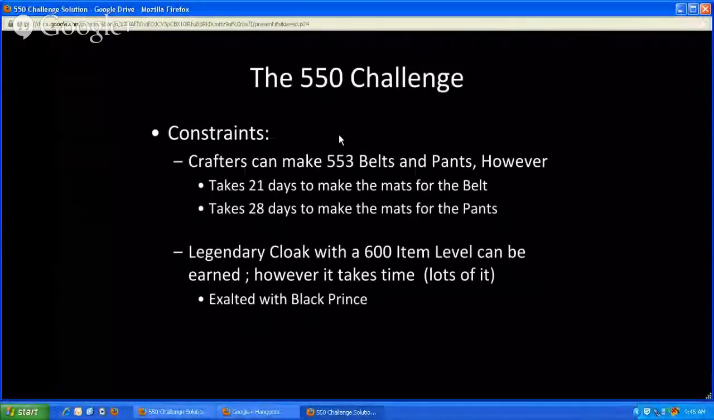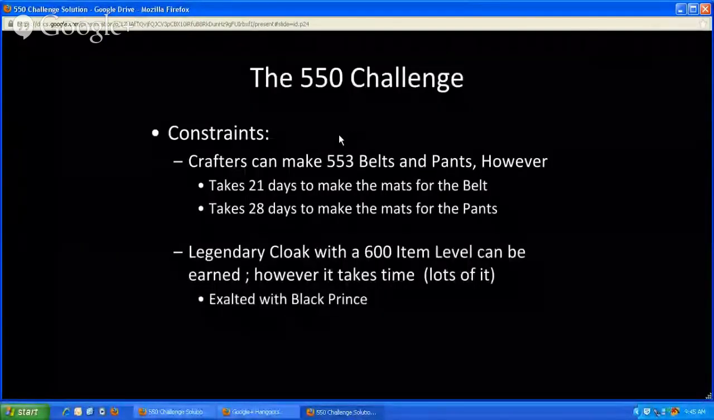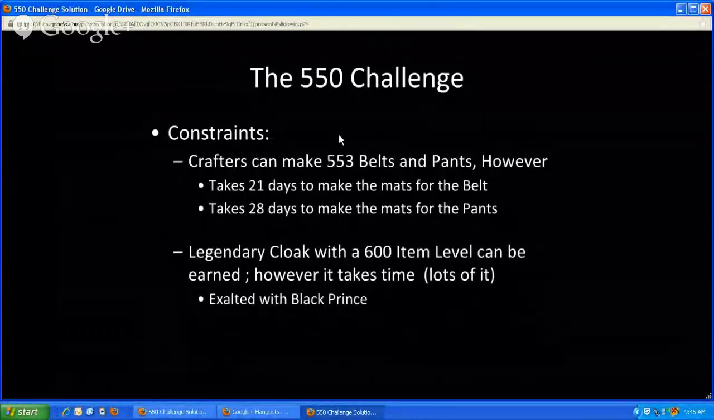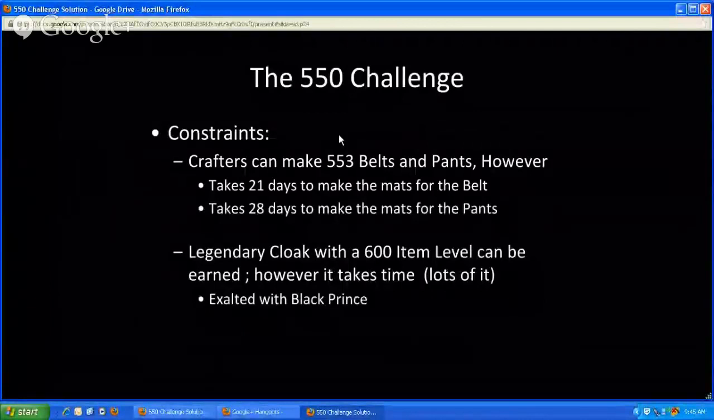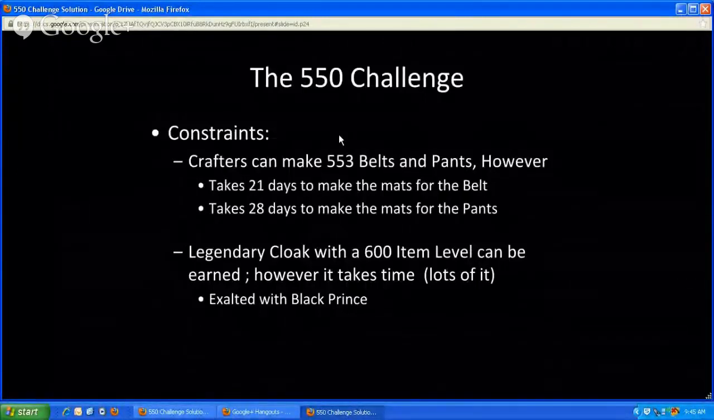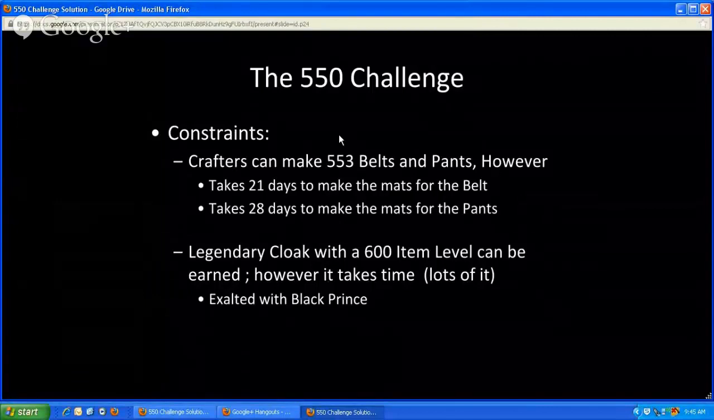Pretty much what you have here is it gives you a 600 level piece. You can upgrade it to 608. It can be earned, but again, it takes time. The requirement has, in addition to a chain of quests, which we'll probably do a presentation on in the next couple days, it also requires you to be exalted with the Black Prince.